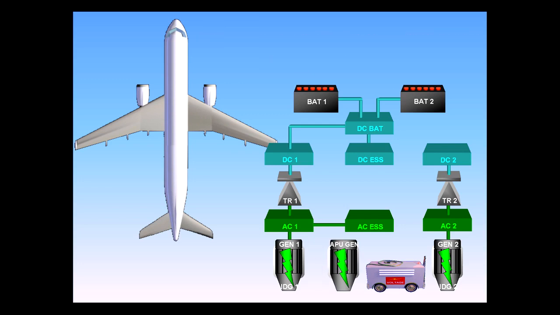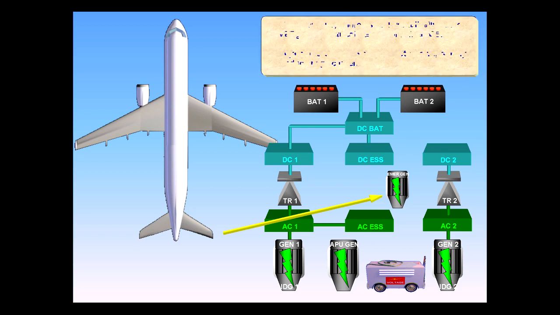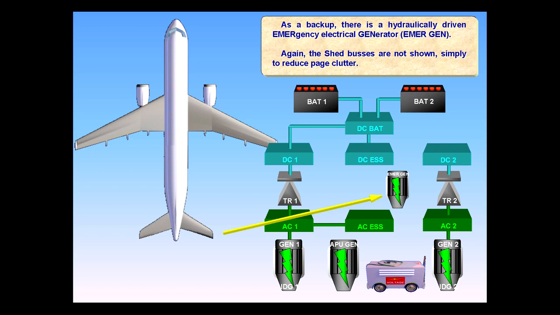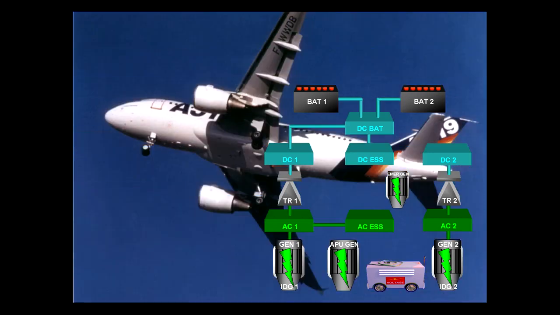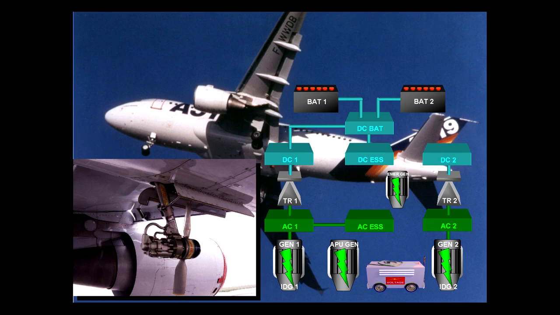As a backup, there is a hydraulically driven emergency electrical generator. Again, the shed buses are not shown simply to reduce page clutter. The hydraulic power to drive the emergency generator is provided by a ram air turbine, RAT, located in the belly fairing, which extends in case of severe electrical or hydraulic failures.